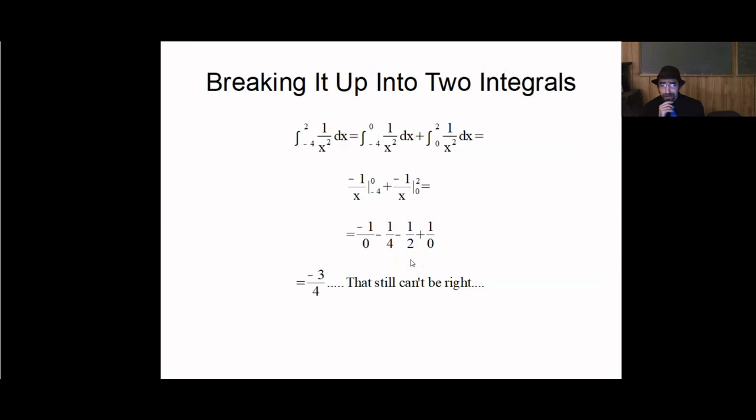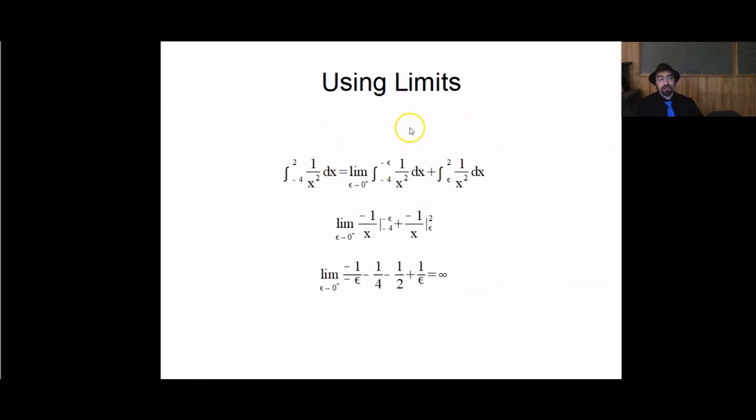Why is it still negative? Which of these steps seems like it might have been something we weren't allowed to do? It's saying 1 over 0 minus 1 over 0 just cancels. You can't just subtract undefined terms and claim that they're going to cancel. It doesn't quite work that way. There's one more subtlety we need to worry about. We actually have to use limits.